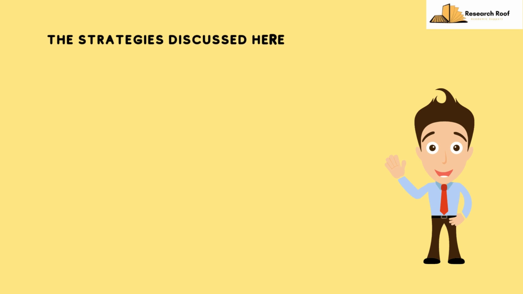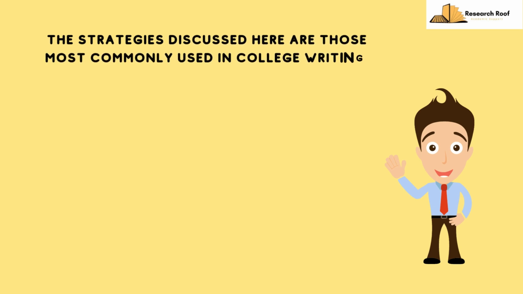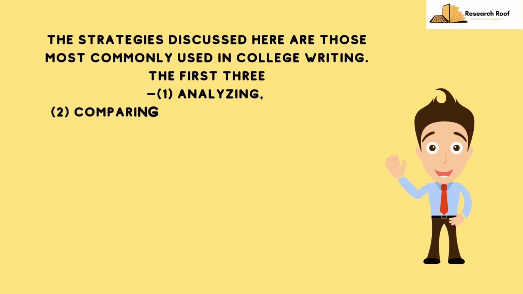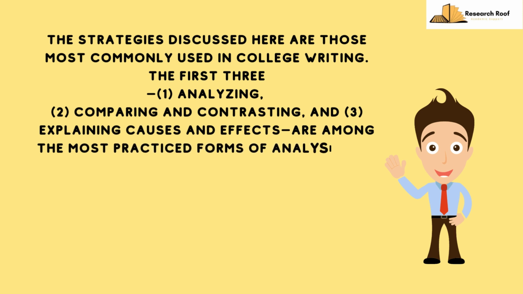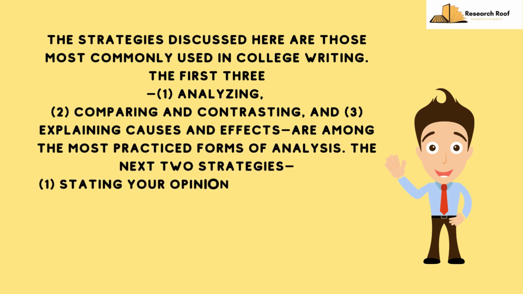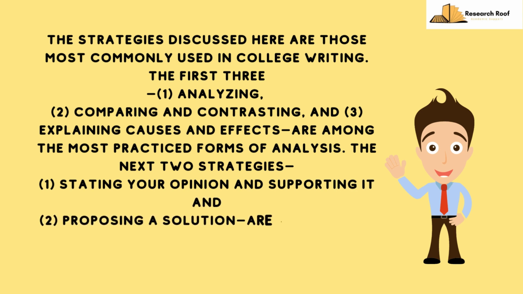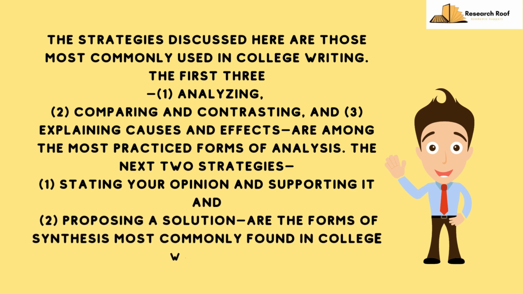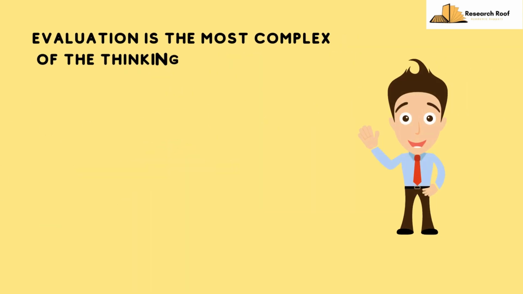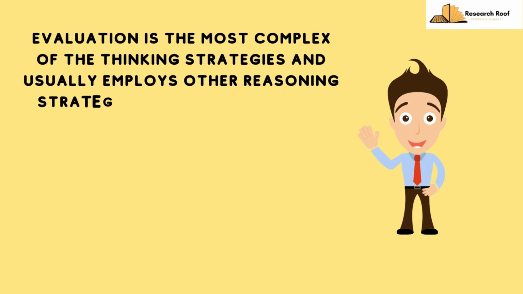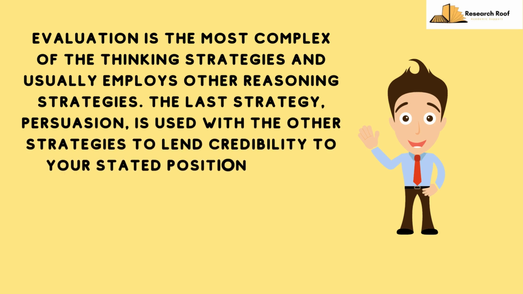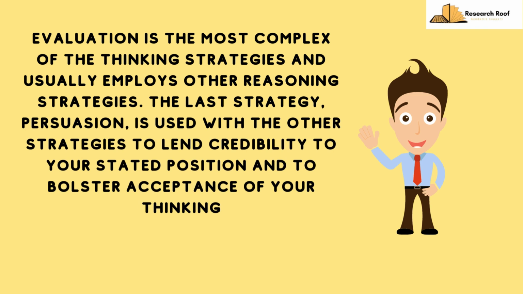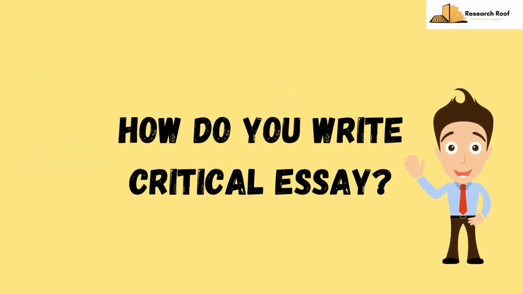The strategies discussed here are those most commonly used in college writing. The first three, 1. Analyzing, 2. Comparing and contrasting, and 3. Explaining causes and effects, are among the most practiced forms of analysis. The next two strategies, 1. Stating your opinion and supporting it, and 2. Proposing a solution, are the forms of synthesis most commonly found in college writing. Evaluation is the most complex of the thinking strategies and usually employs other reasoning strategies. The last strategy, persuasion, is used with the other strategies to lend credibility to your stated position and to bolster acceptance of your thinking.